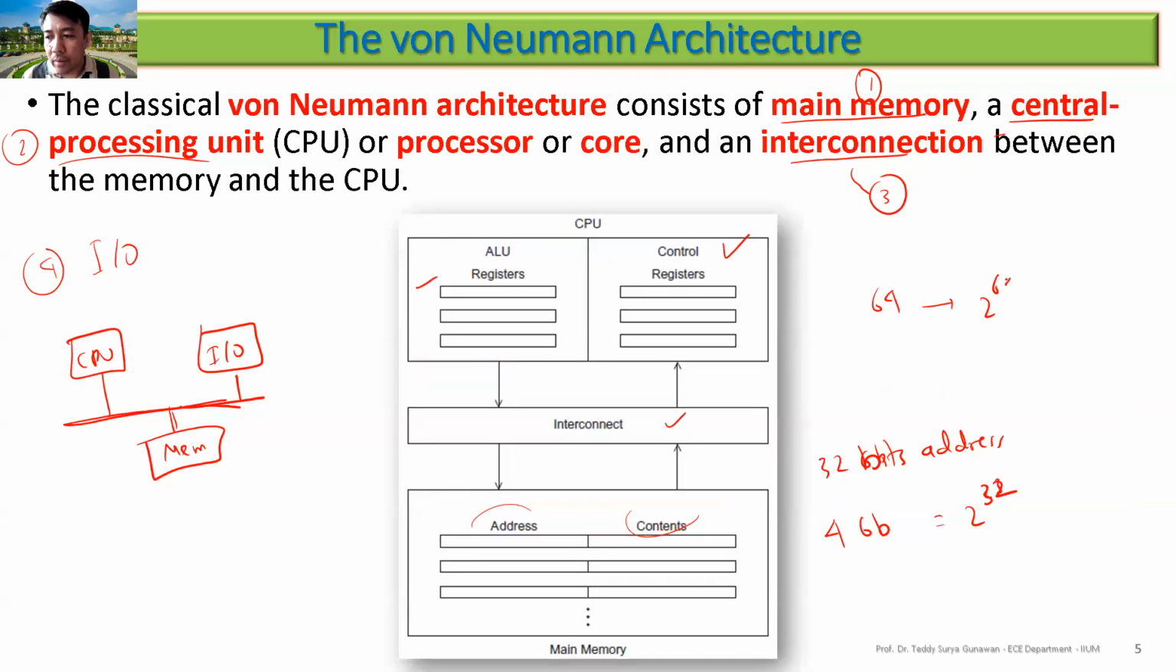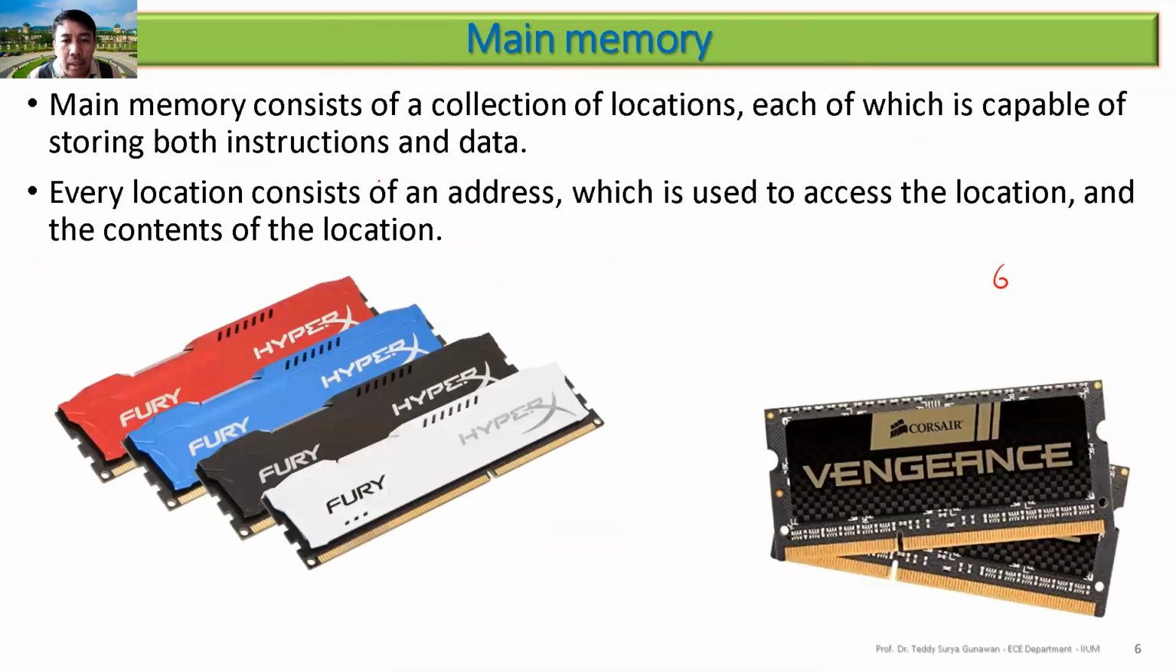2 to the power of 64. Okay, so now let's see one by one the architecture. So the main memory consists of locations, each of which is capable of storing both instruction and data. So if you have memory here, some part you can assign for your instruction or program. Okay, some part, of course, you need to have the data.